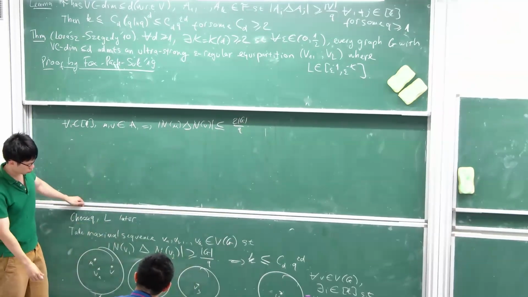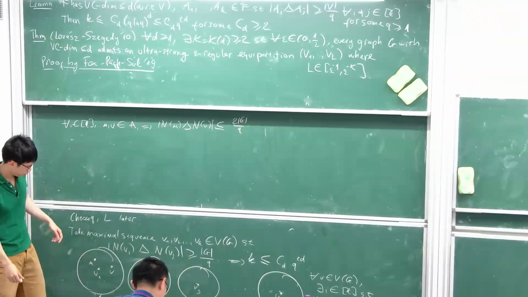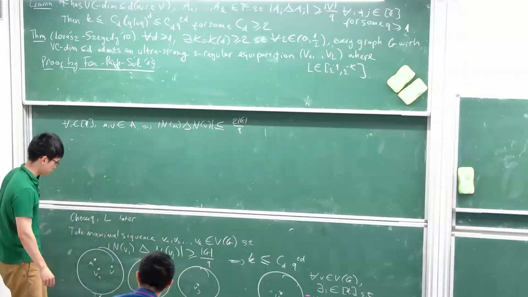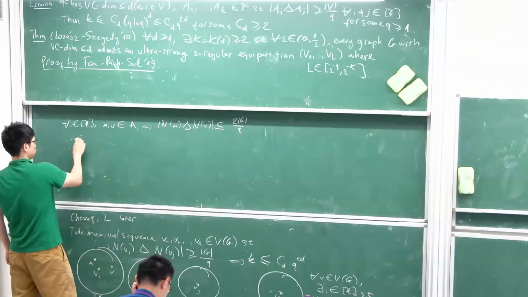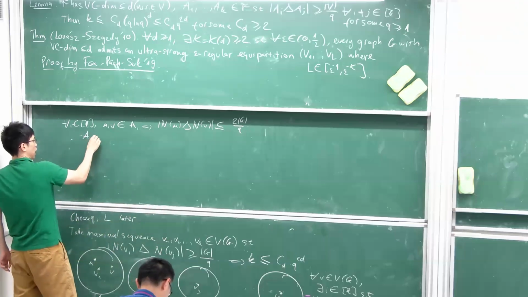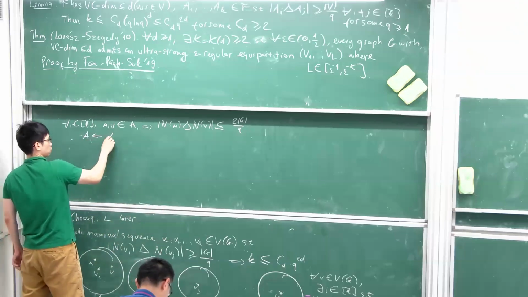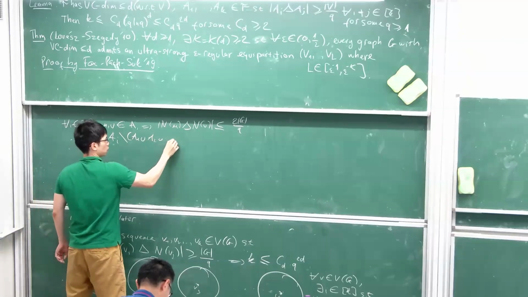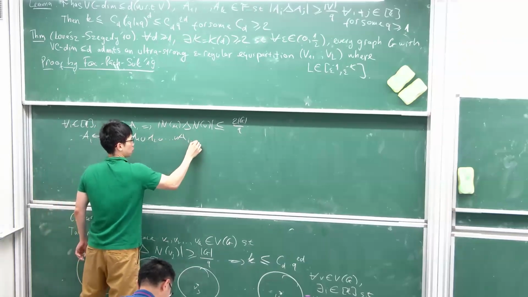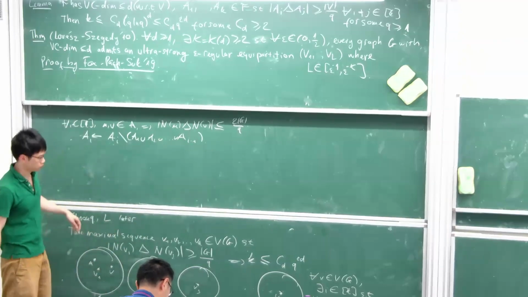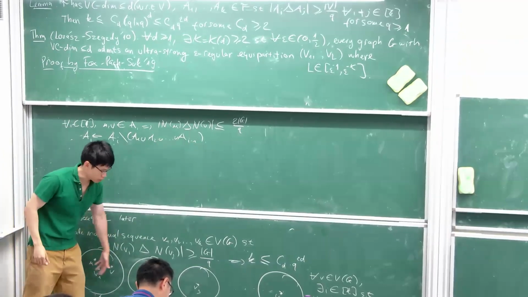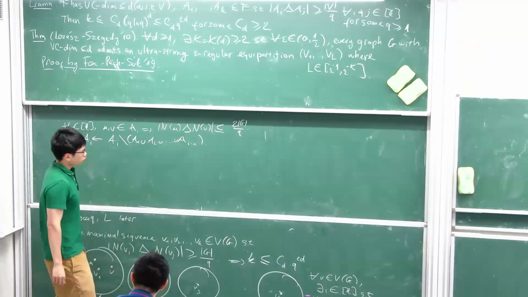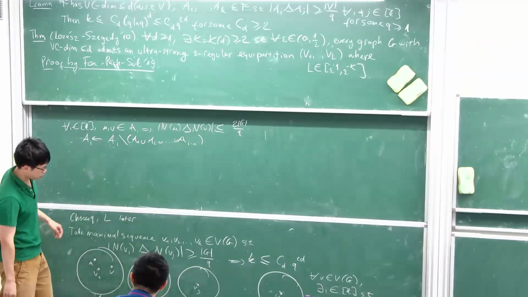If you want to make these A_i a partition of V(G), then we can change A_i to A_i minus the union of A1, A2, up to A_(i-1), just for convenience. So again, we may assume these A_i are pairwise disjoint.